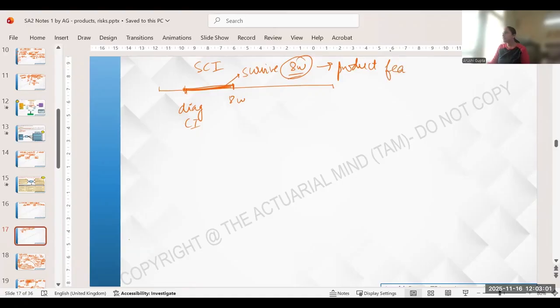But this is a product feature that the company will set, that they have to survive this and then the claim payment is made. Whereas there is an ACI product, which is going to pay whatever happens first, earlier death or diagnosis, so it doesn't make sense for them to have a survival period and ask them to survive, etc. Right?